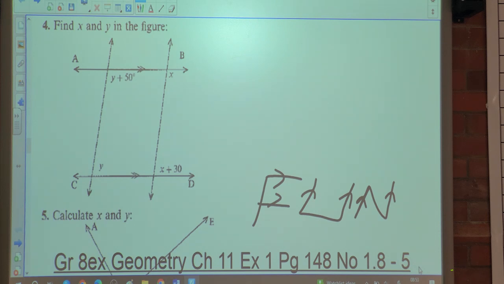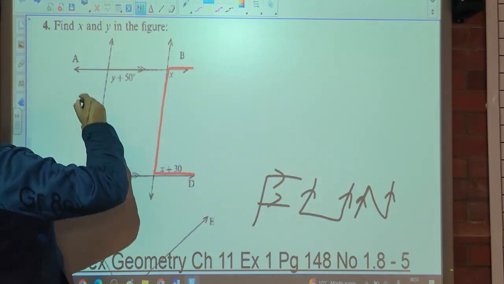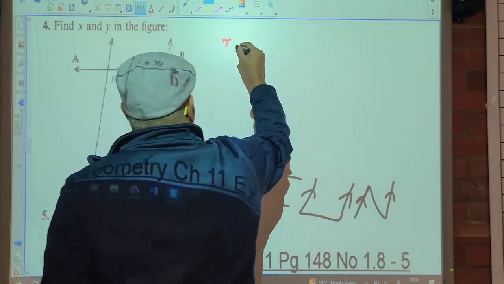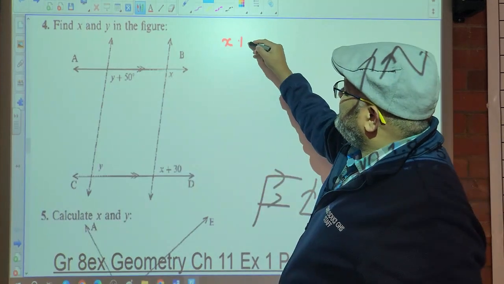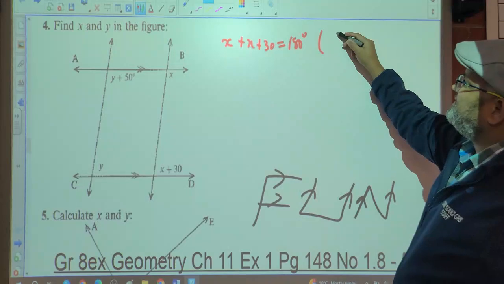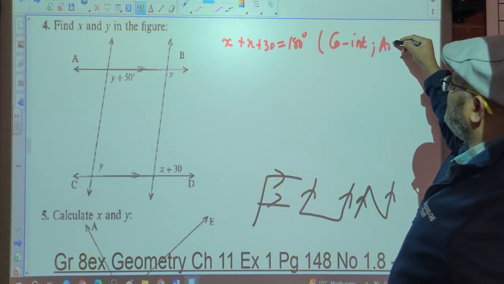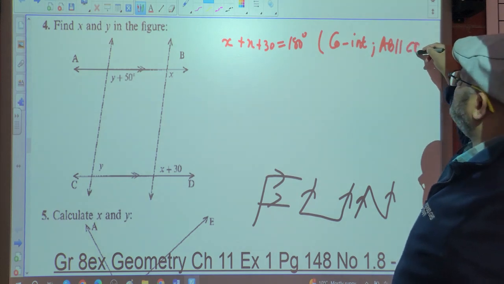Even the parallel line. So what comes to mind? One angle, yeah. I'm going to calculate x. Co-interior angles. The U is being formed here. Can you see that? So, x plus x plus 30 is equal to 180. Why? Co-interior angles with AB being parallel to.